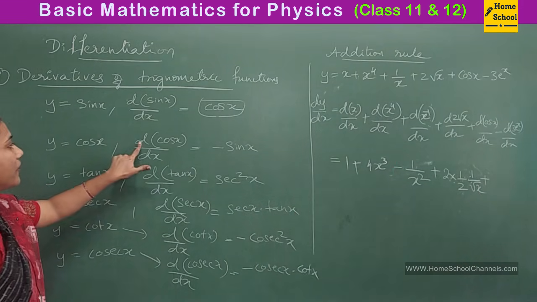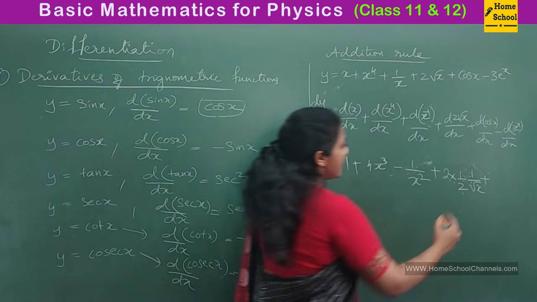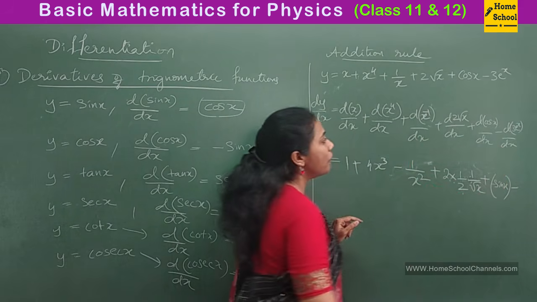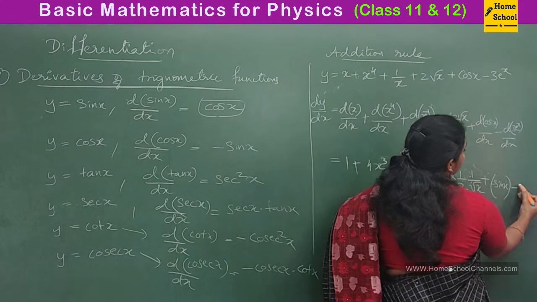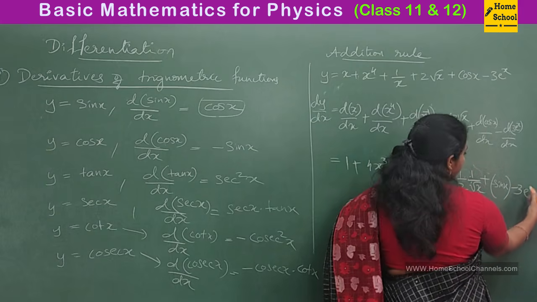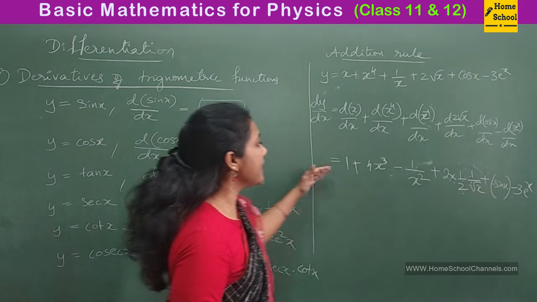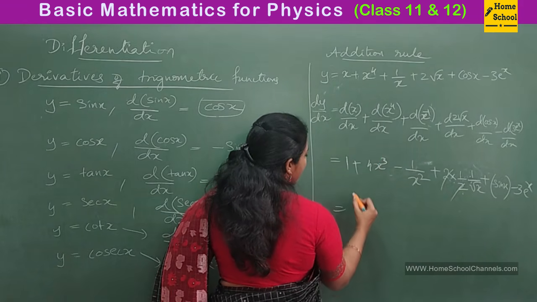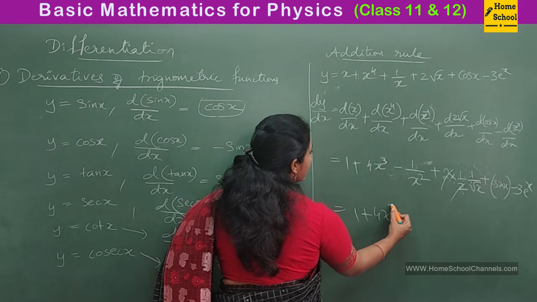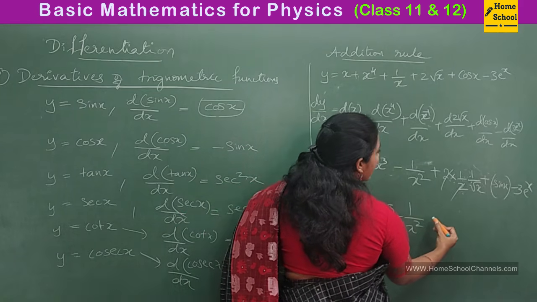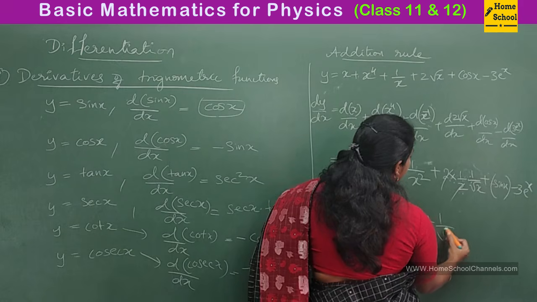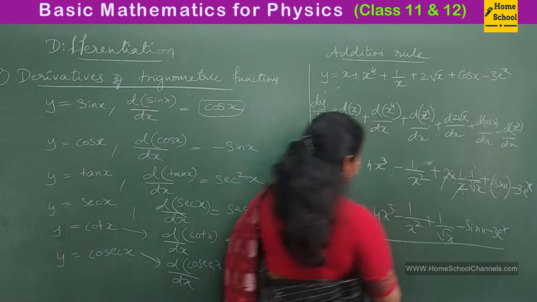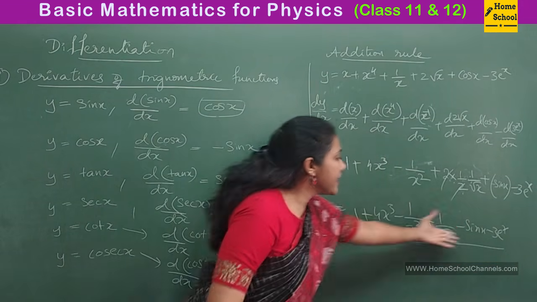cos x. Formula we have seen, differentiation of cos x is minus sin x. So minus sin x, right? Minus differentiation of 3 into e to the power x. So 3 outside, differentiation of e to the power x is e to the power x only, right? So this is the answer you will get. Here 2 gets cancelled. So ultimately what is your equation turning to be? 1 plus 4x cube minus 1 by x square, plus 1 by root x minus sin x minus 3 e to the power x. So dy by dx answer is this much, right?